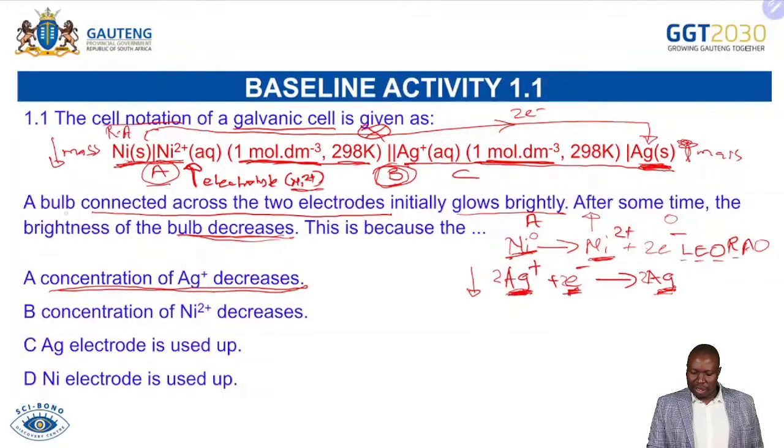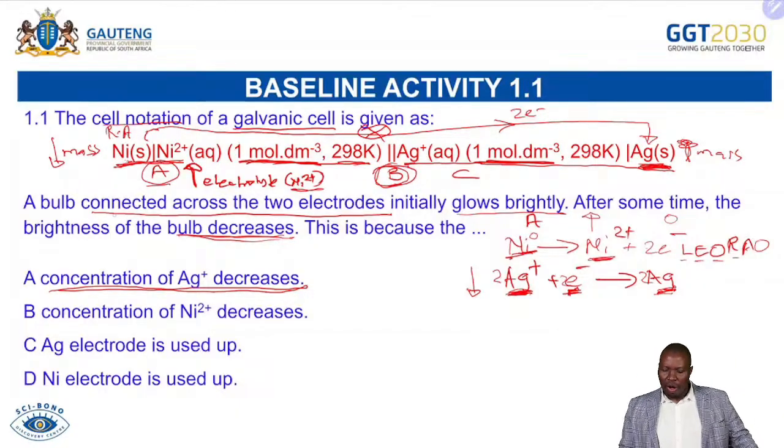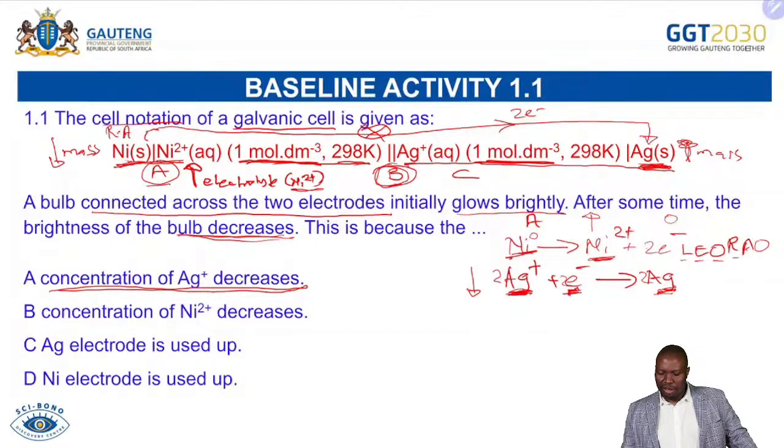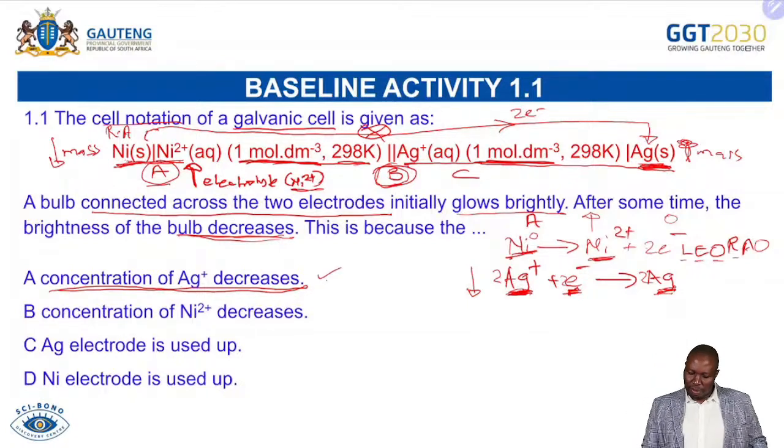So you are able to see that on the anode side, we have a decrease in mass and an increase in concentration of the electrolyte. On the cathode side, we have a decrease in the concentration of the product ion or the electrolyte, but we have an increase in the mass of our silver, which is our cathode in this case. So you are able to see that, and then you are able to get your 2 marks.